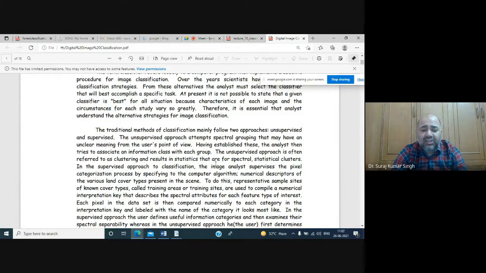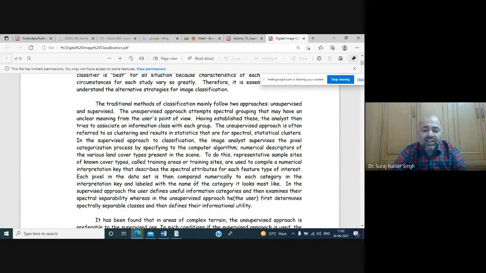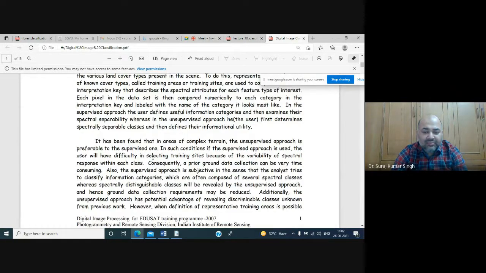But in the supervised classification technique, the user provides the signature to the classifier, and on the basis of those characteristics, on the basis of those spectral identifications, on the basis of those training areas, the entire image is classified. So getting it?